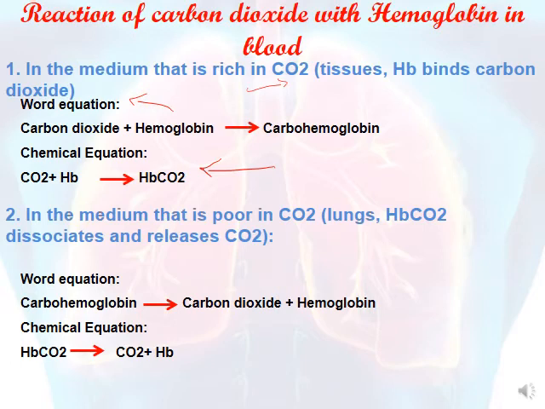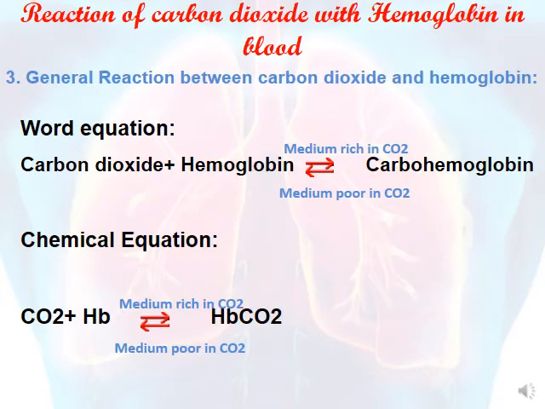While in a medium that's poor in CO2, like the lungs, HbCO2 dissociates and releases CO2. So carbohemoglobin will dissociate and give carbon dioxide plus hemoglobin. This occurs in a medium that's poor in CO2, like the lungs. And here, the chemical equation: HbCO2 gives CO2 plus Hb. This is the general equation, or the overall one.